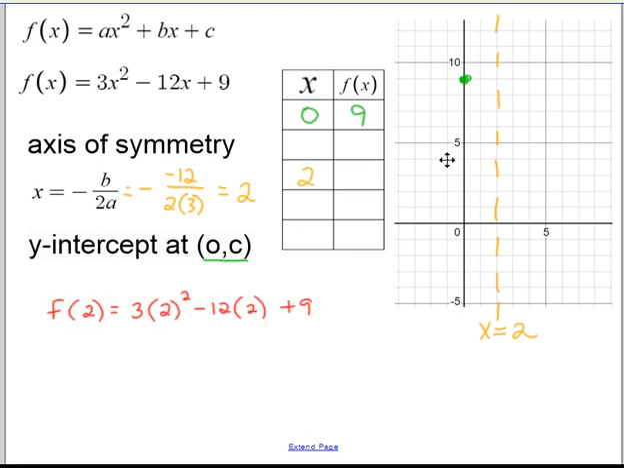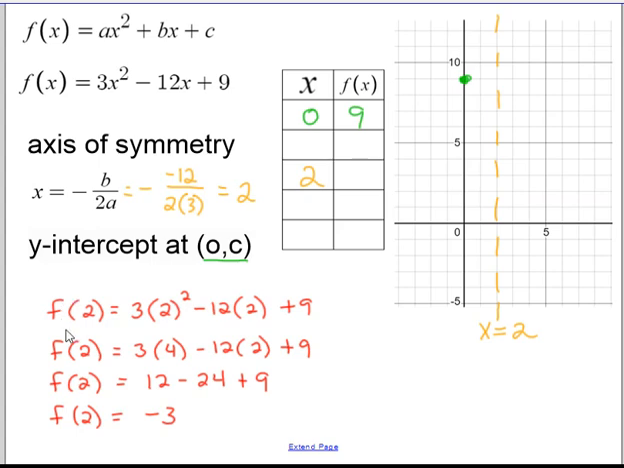I'm going to use that axis of symmetry x equals 2 and plug in f of 2, so x is 2, I'm plugging 2 into my equation every place I see an x, equals 3 times 2 squared minus 12 times 2 plus 9. And when we PEMDAS that, we simplify all the way through, we get that f of 2 is negative 3. So we're going to put negative 3 in our table, plot our vertex at 2, negative 3.